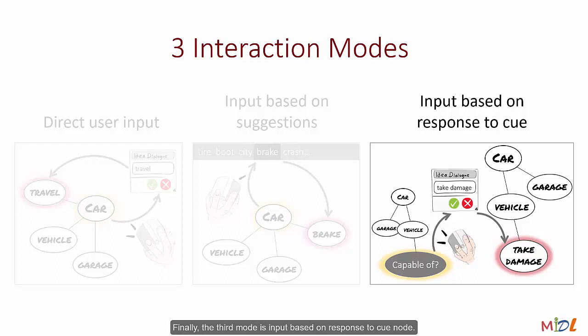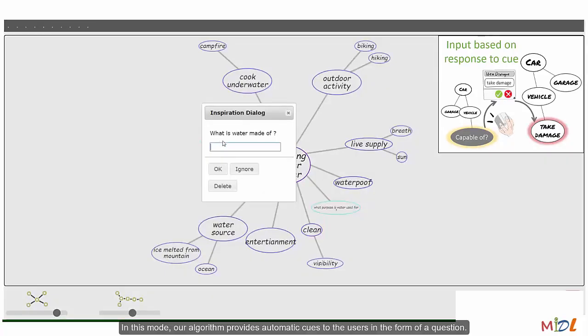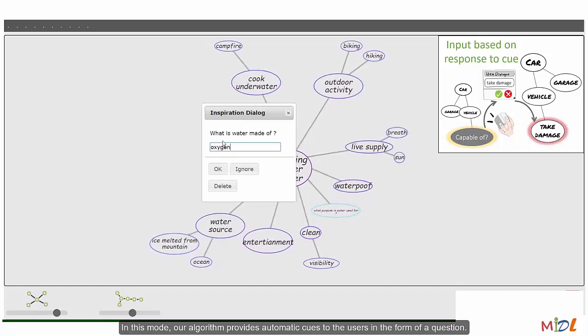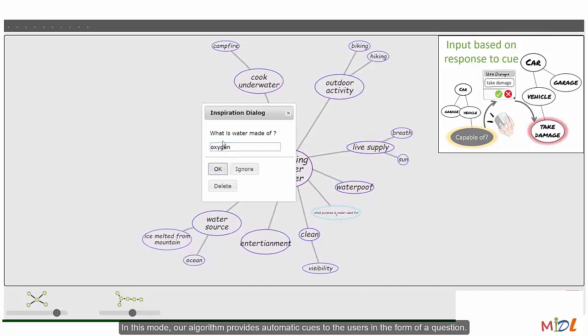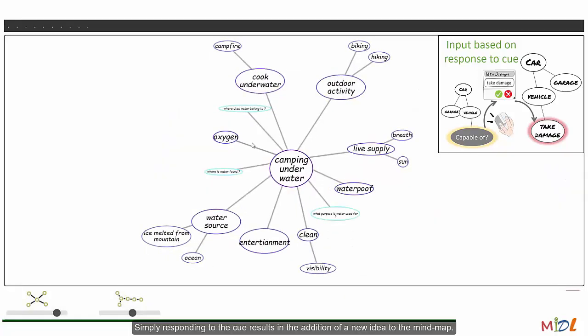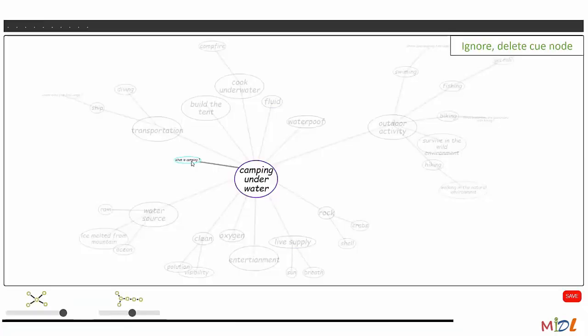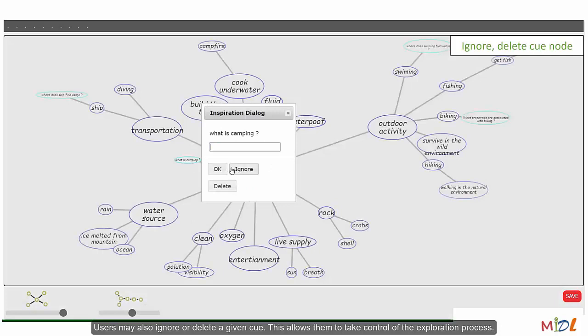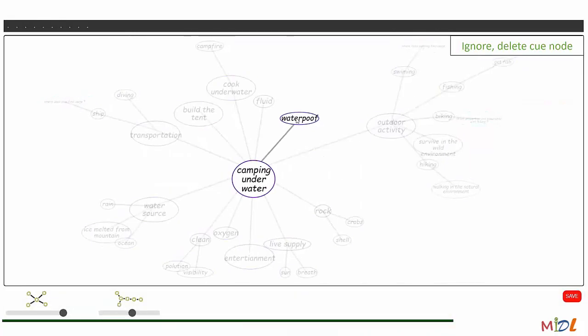Finally, the third mode is input based on response to the cue node. In this mode, our algorithm provides automatic cues to the users in the form of a question. Simply responding to the cue results in the addition of a new idea to the mind map. Users may also ignore or delete a given cue. This allows them to take control of the exploration process.